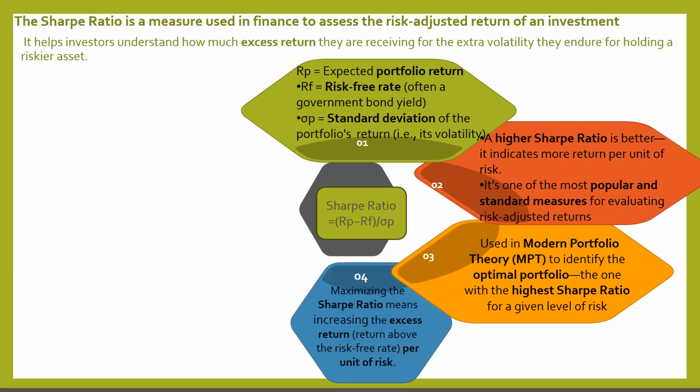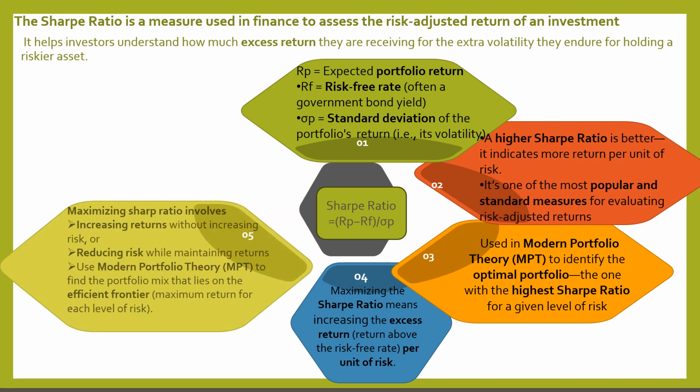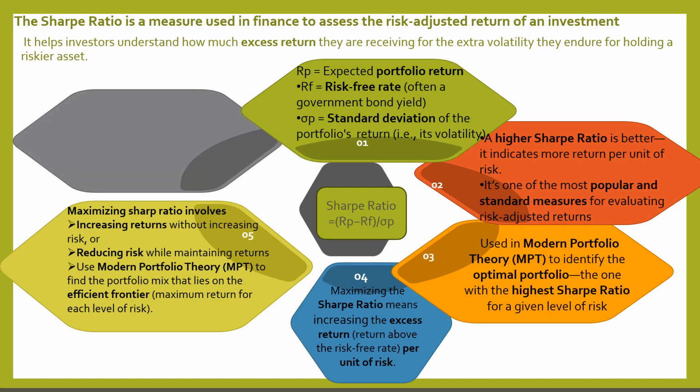Maximizing the Sharpe ratio means increasing the excess return, that is, return over risk-free rate per unit of risk. Increasing returns without increasing risk, or reducing risk while maintaining returns. Use modern portfolio theory to find the portfolio mix that lies on the efficient frontier, maximizing return for each level of risk. Minimizing transaction costs and timing entries exits to increase the returns without increasing volatility.